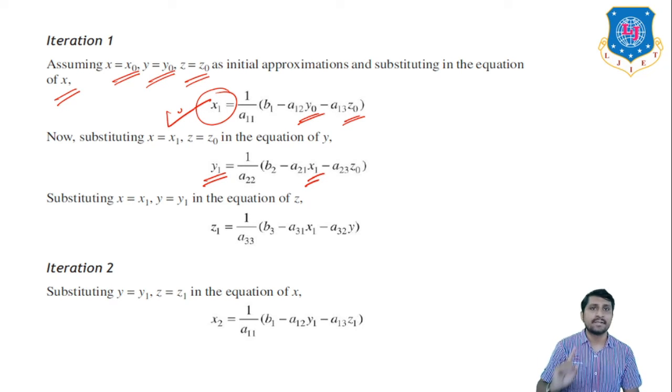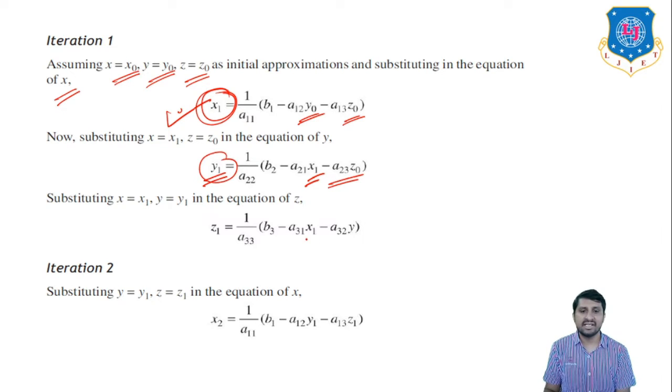But here, whatever the first approximation x1 you get, immediately you have to use that value x1 in y1. Now you have x1 and y1 both, so use the values of x1 and y1 both in z1, the first approximation of z. So x1 and y1 you immediately use in z1. Clear? Okay.